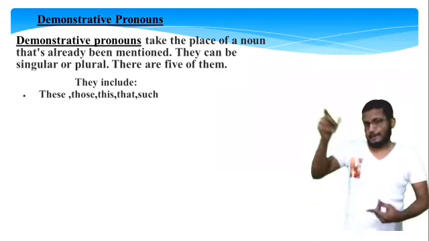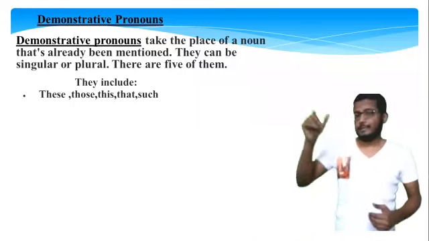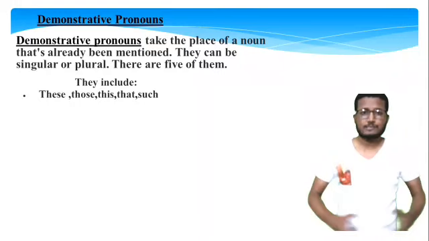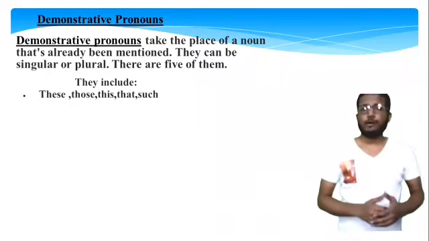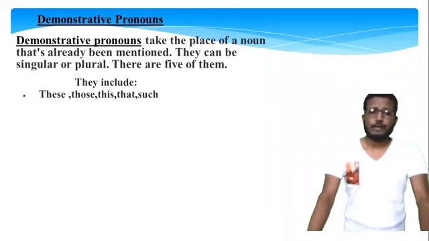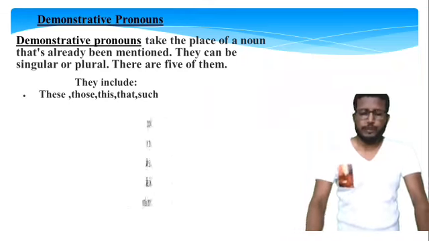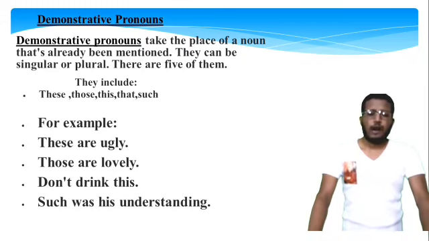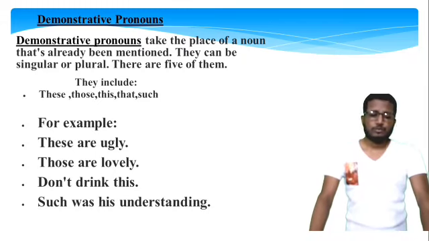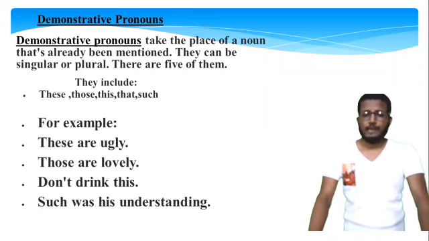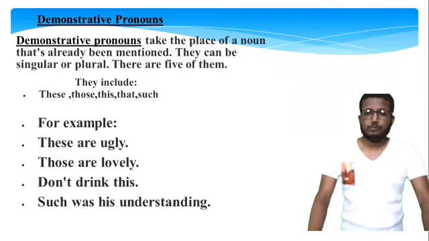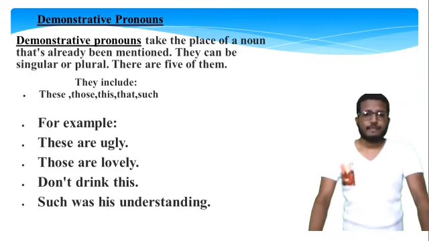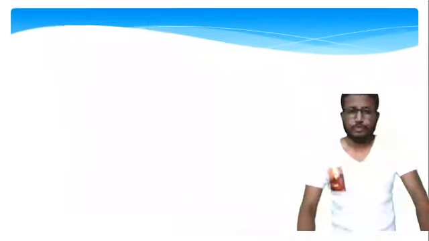This book, that book. This man, that man. These boys, these girls, these students. These five words in particular are called demonstrative pronouns. Examples, very easy examples I have brought to you: These are ugly, those are lovely, don't think this, such was his understanding. Look at all these four examples very carefully. Here I have used these words as examples of demonstrative pronouns.